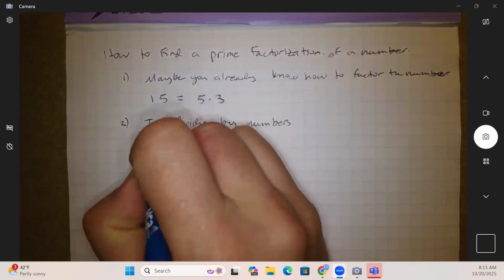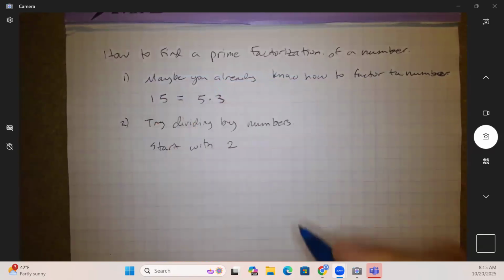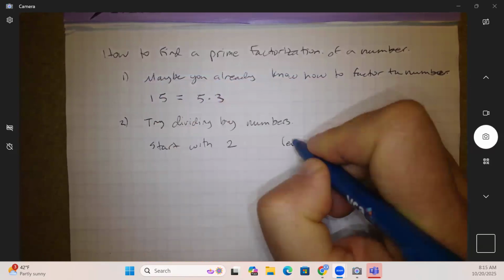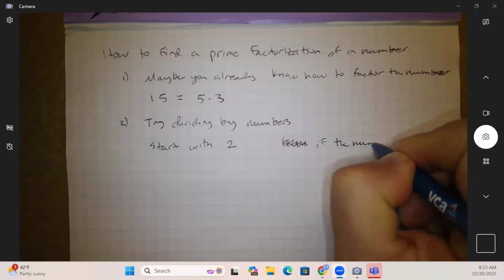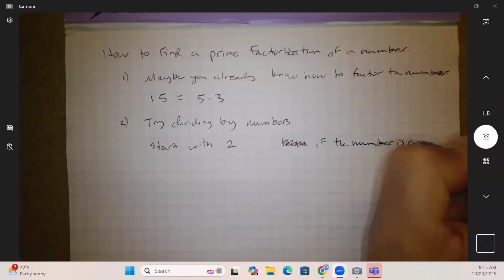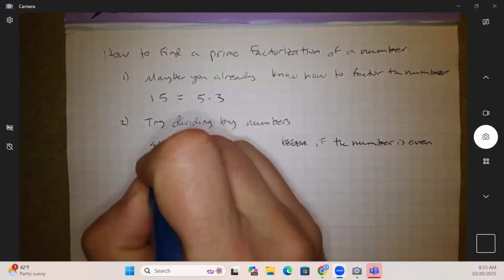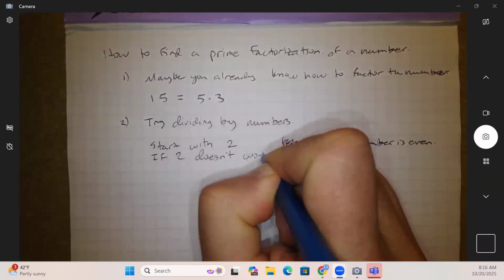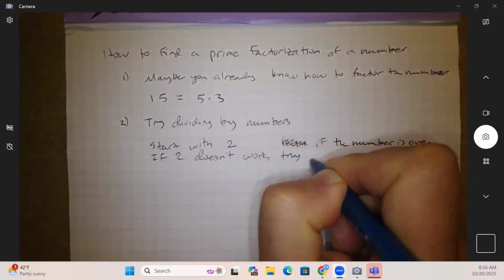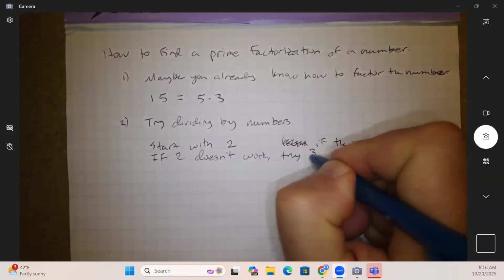Start with the number 2. And in fact, that only makes sense if the number is even. Because if it's not even, there's no point in dividing by 2. If 2 doesn't work, try, what would be a good number to try after 2? Yeah, try 3.